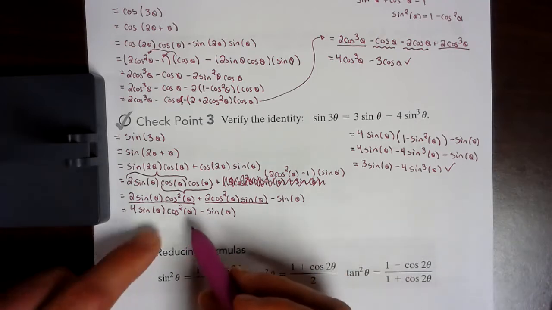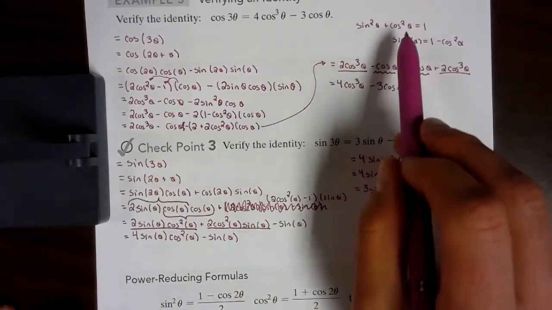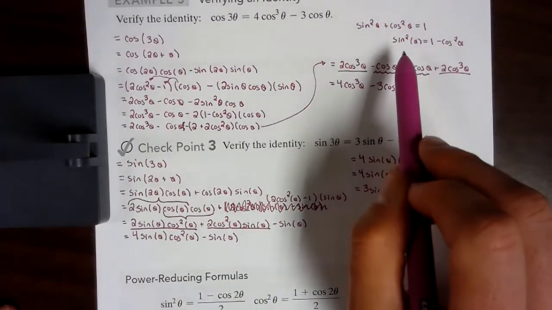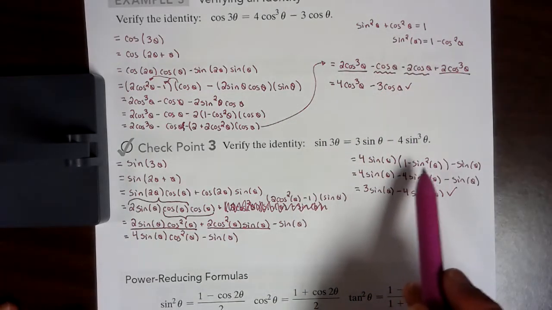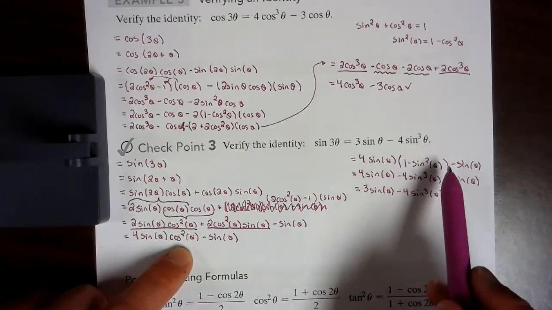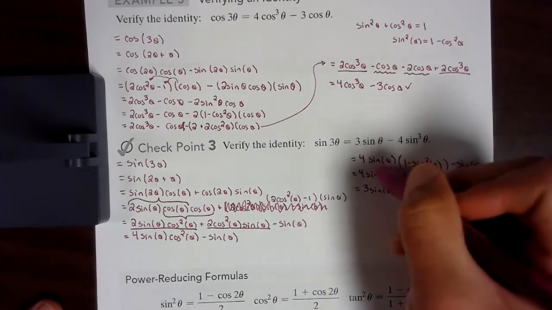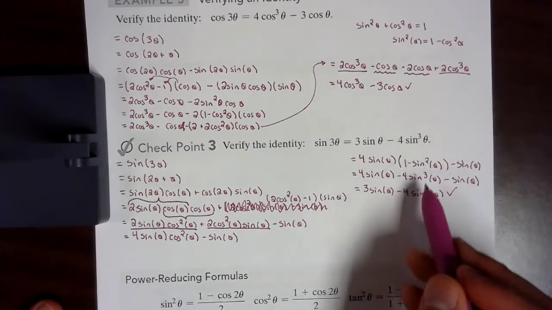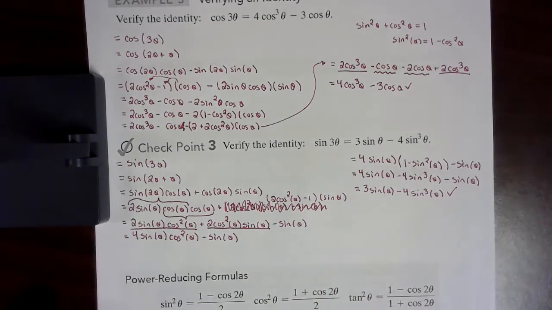Now I'm in business because I can take cosine squared of theta and use the Pythagorean identity, just the reverse now. So instead of solving for sine squared, cosine squared is 1 minus sine squared of theta. So that's why that cosine squared of theta is getting replaced with 1 minus sine squared of theta. And we still have that minus sine of theta at the very end. And the last thing here is I can distribute this 4 sine of theta to both these terms, giving us 4 sine of theta minus 4 sine cubed of theta minus that last sine of theta. And combining like terms gets us to our final identity. And we are all done.